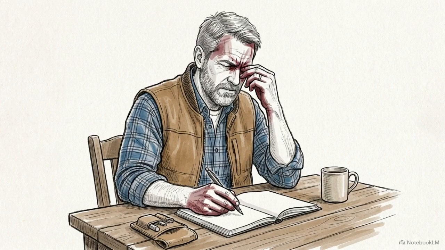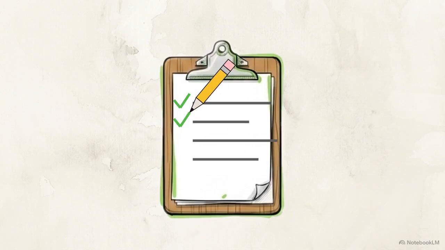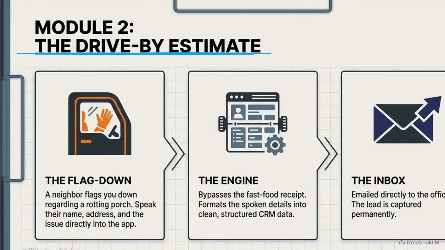Recording these details immediately prevents the memory gaps that occur when you wait until the end of the week. You capture the requirements while the walkthrough is still fresh. Module 2 handles the drive-by estimate.